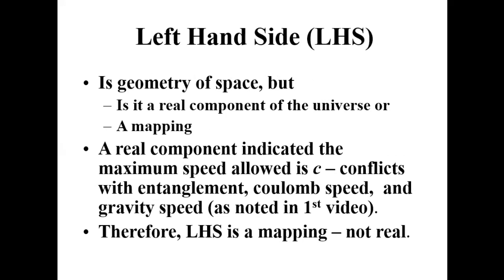The left-hand side is the geometry of space. Note geometry, and this is what Riemann does. He takes and eliminates one constant on the right-hand side by making it geometry on the left-hand side. Is it a real component of the universe or a mapping? We're suggesting here that it's a mapping. If you consider it a real component, then it indicates that the maximum speed allowed for light is c. And this conflicts with entanglement, Coulomb speed, and gravity speed, as noted in the first video. Therefore, the left-hand side is a mapping. It is not real.